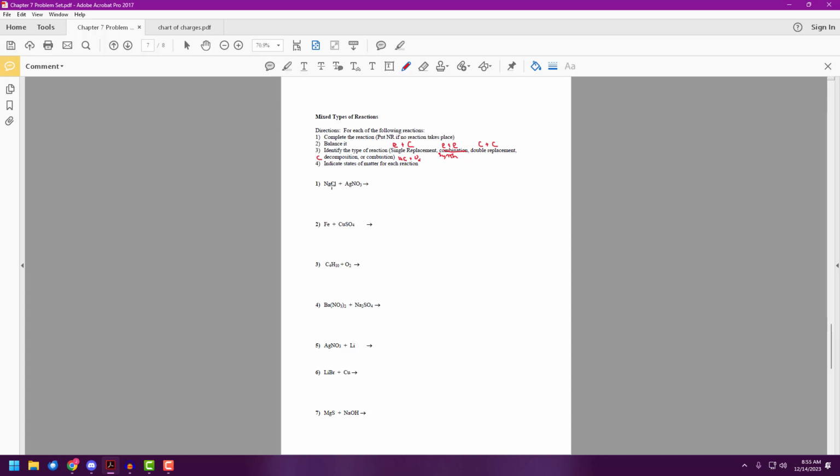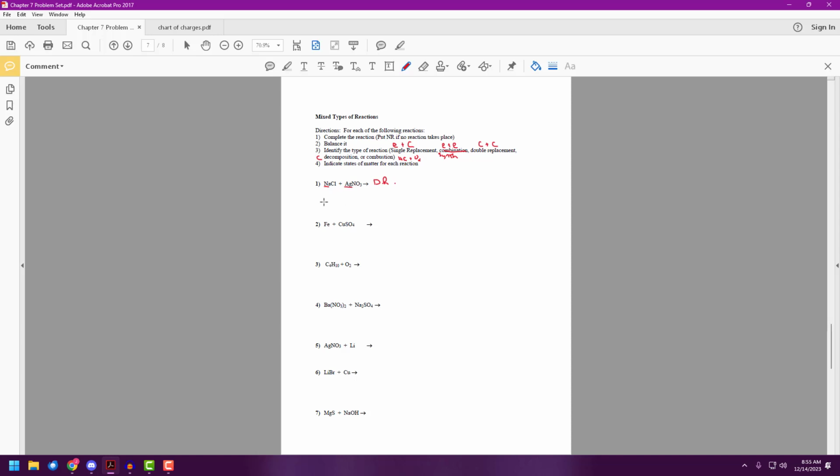So if we look at the first one, we have sodium chloride reacting with silver nitrate. Sodium chloride is a compound. Silver nitrate is also a compound. That makes this a double replacement reaction. For double replacement, which I'm just going to call DR, we are going to switch the two positives. So the Na and the Ag will switch places.